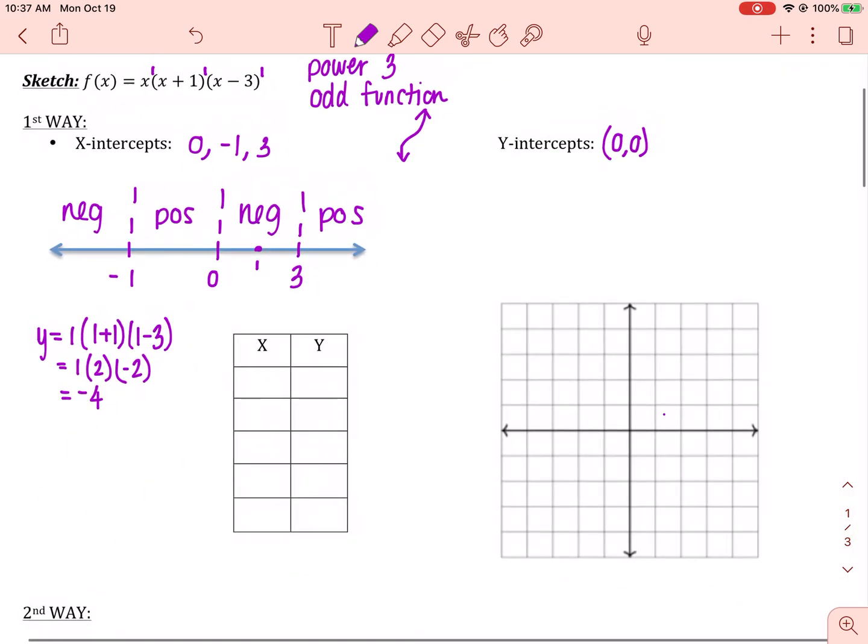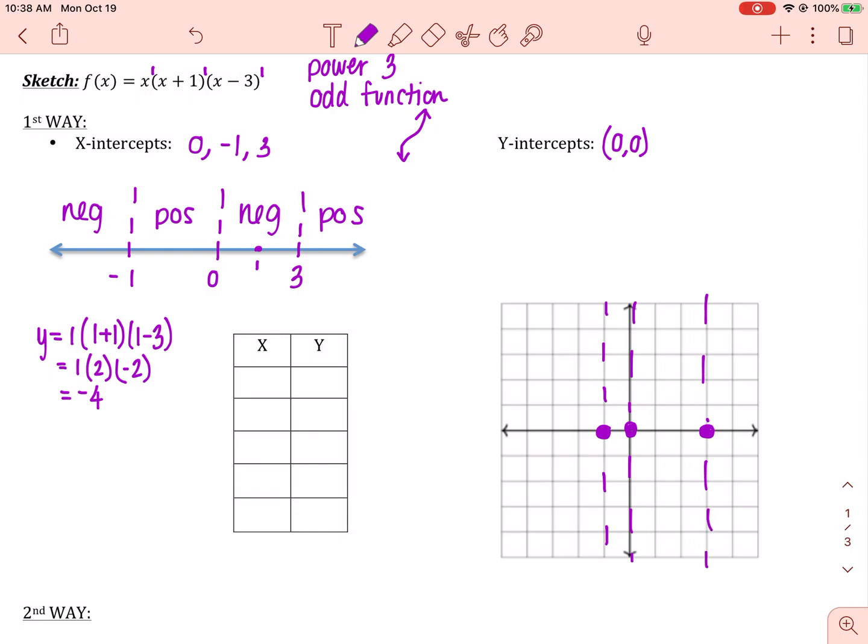I'm going to graph my x-intercepts, 0, -1, and 3. And now I can create these similar intervals. So I'm going to maybe do a little dashed line. Again, a lot of this will have to be erased in the end, but it will help get the shape.